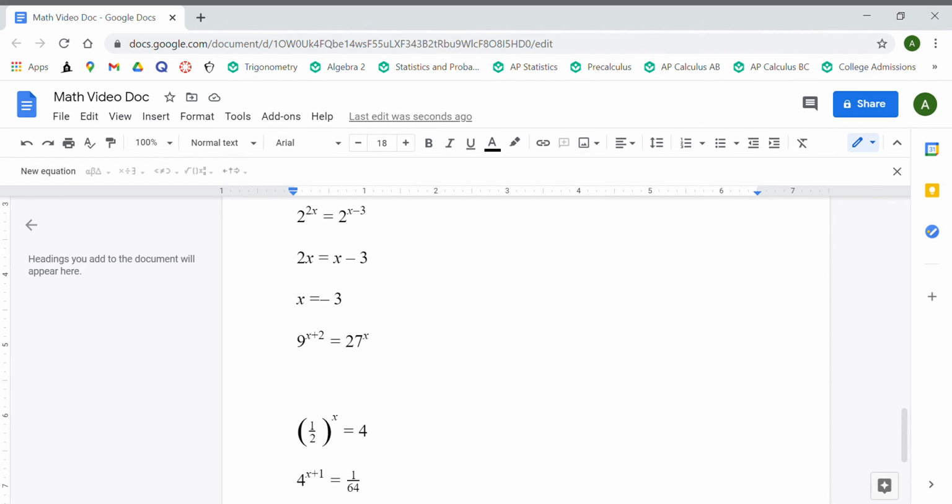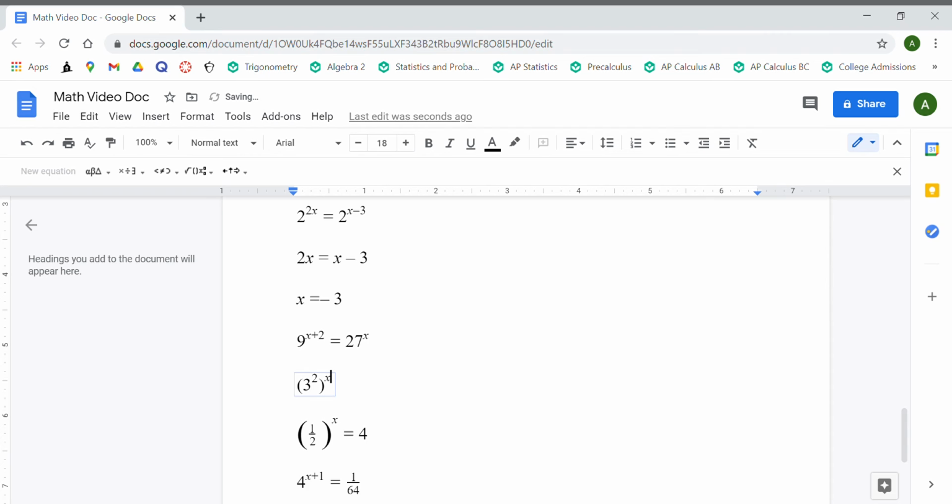We have 9. Take note that that is a perfect square of 3, because 3 squared equals 9. And then, as for 27, it's a perfect cube, because 3 cubed equals 27. So for this one, we can actually use 3 as our base here. It's neither 9 nor 27, it's 3. And so 3 squared equals 9, so we're going to put that in parentheses here.